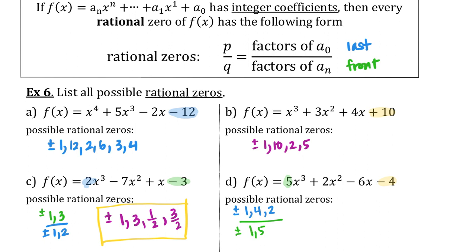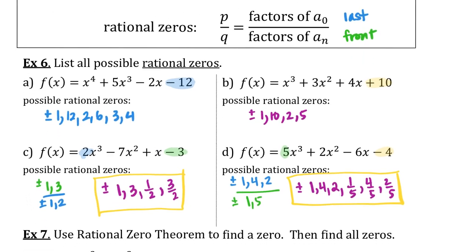So I'm going to do 1 divided by 1, which is 1. 4 divided by 1 is 4. 2 divided by 1 is 2. Okay, let's do it over 5 now. 1 divided by 5, 4 divided by 5, 2 divided by 5. And then these could also be positive or negative. Okay, these are all the possible zeros to the polynomial. It doesn't tell me which ones are correct, though. I'm just guessing what's possible.